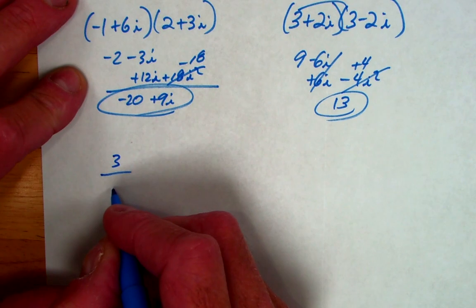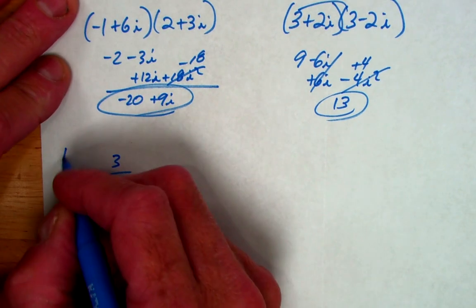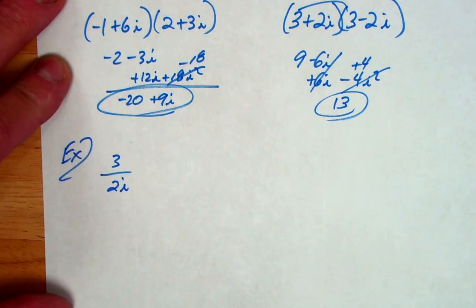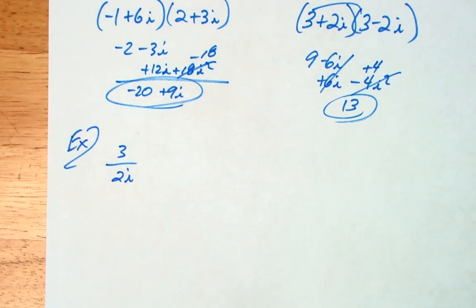3 divided by 2i. Okay. So this is when you're dividing something by an imaginary that doesn't have a real part. This is what's called just a simple imaginary or a pure imaginary on the bottom. Okay? So this one is very easy to deal with.